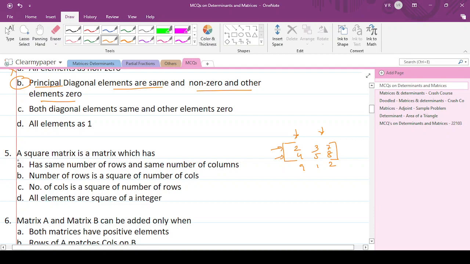We don't have to go any further. This is the answer. The other answers are not even valid. Number of rows is a square of number of columns, not true. Number of columns is a square of number of rows, not true. And all elements are square of an integer, that's also not true.